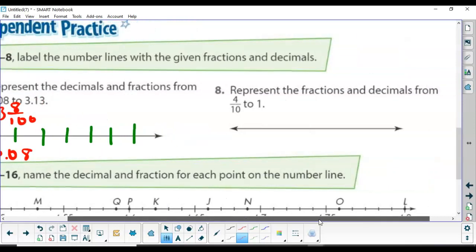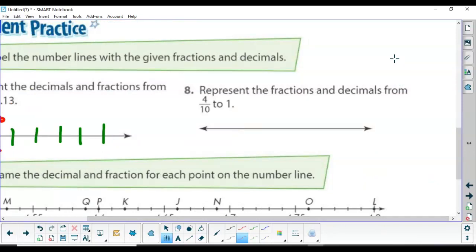Let's look at number 8. So I need to do from 4/10 to a whole. So let's see how many numbers I need to plot. 4/10, 5/10, 6/10, 7/10, 8/10, 9/10, and 10/10 would be a whole. So that is 7 spots. I need to do 7 lines on this one: 1, 2, 3, 4, 5, 6, 7 lines.